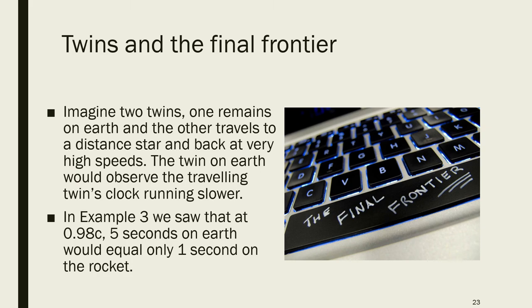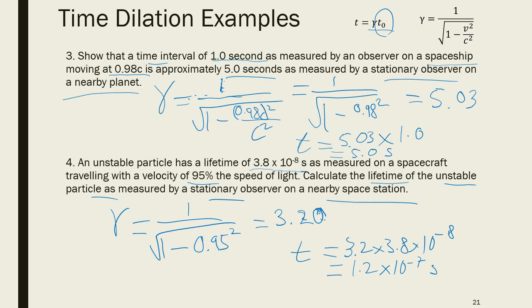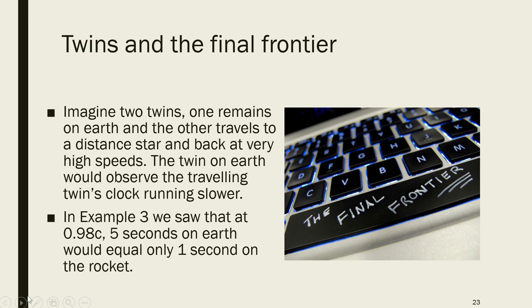Now, just a quick little application. It's not actually part of the course, but it's fun to think about. Imagine two twins. One remains on Earth, the other travels to some sort of distant star system, planet, whatever, and they're traveling at very high speeds. So the twin on Earth, the stationary observer observing their twin, would observe the twin's clock running much slower, okay? Much slower. Now, in example 3, if we go back at 0.98, so 98% the speed of light, we had a Lorentz factor of 5.03. So approximately 5 seconds on Earth would equal 1 second on the rocket, the spaceship.